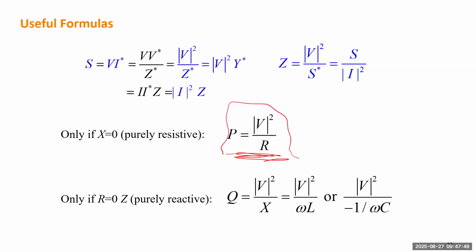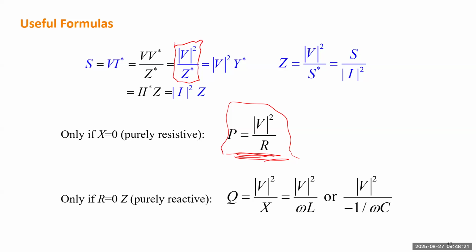you may easily think of this formula from a DC circuit, but you have to be very careful. If you use this formula, that only works if X is 0. If X is not 0, this formula is wrong. So my suggestion is, the easiest way, if you know the voltage and impedance, always use this one. Then you take the real part to be P, and the imaginary part to be Q.